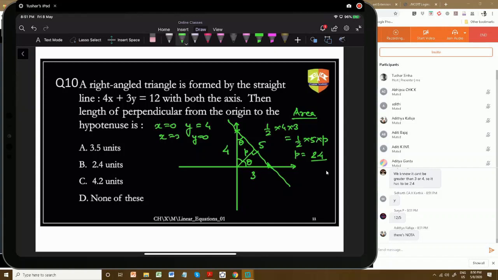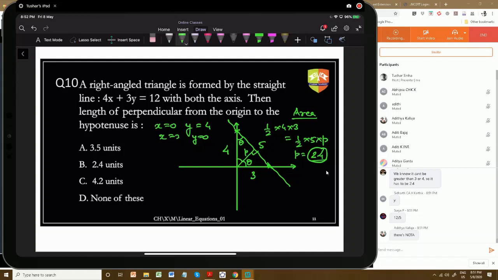There is no 'none of these' option. What does it mean? So hence be careful. Aditya has a point. Aryan, there is a 'none of these' also. So hence you have to check the answer anyways. Okay. So 2.4 is one way of doing this.